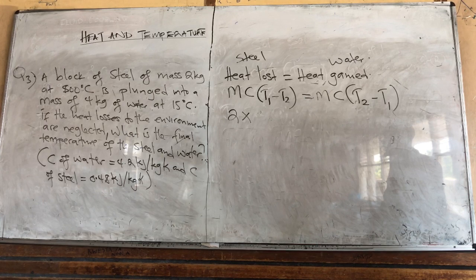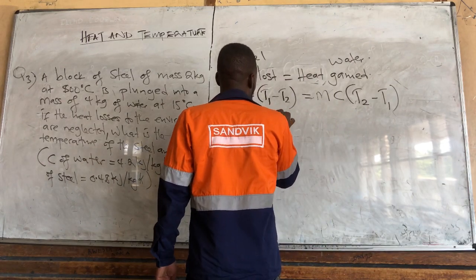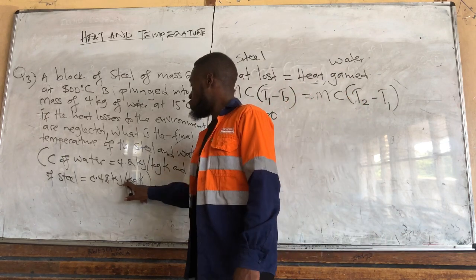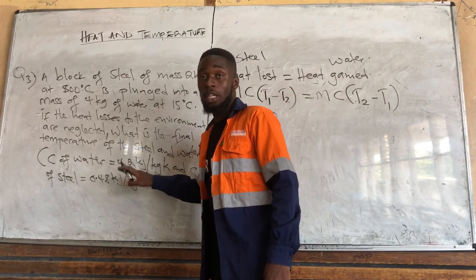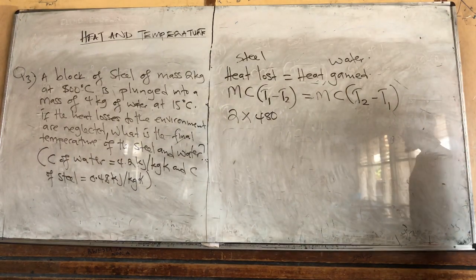What's the answer? 480. 480 joules per kg Kelvin. Always, when you're given kilojoules, take them to joules. And how do you take them to joules? If they're in kilo, just multiply by 1,000.